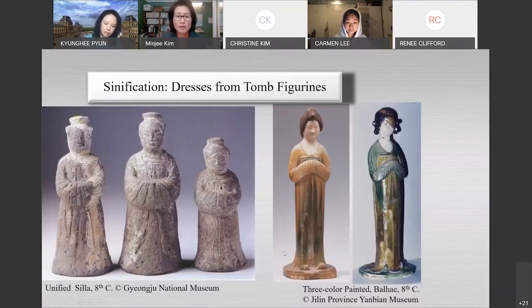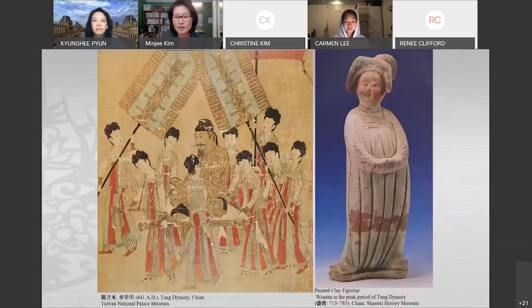And the women's dress code in Korea changed to Tang style, as I said. So this one shows unified Shilla, and this one shows Balhae. So those women wore this kind of style, which is different from what we saw in Goguryeo clothing. Goguryeo clothing's upper garment was long enough to cover the hip, right? But this upper garment is worn inside the skirt, and they tied their skirt at a very high waist location. And this is Tang Dynasty style.